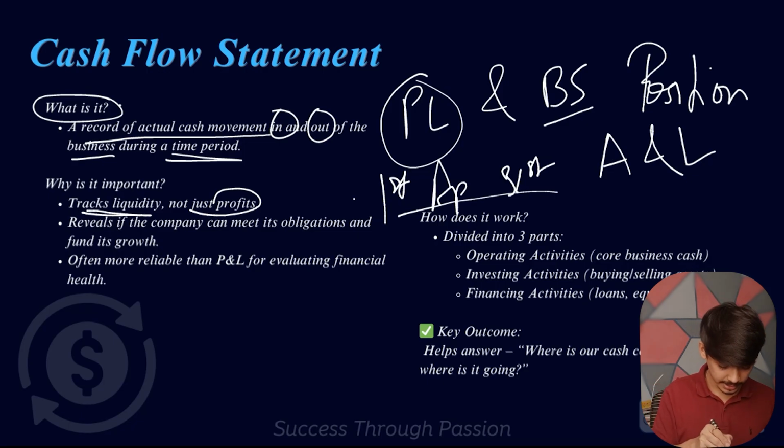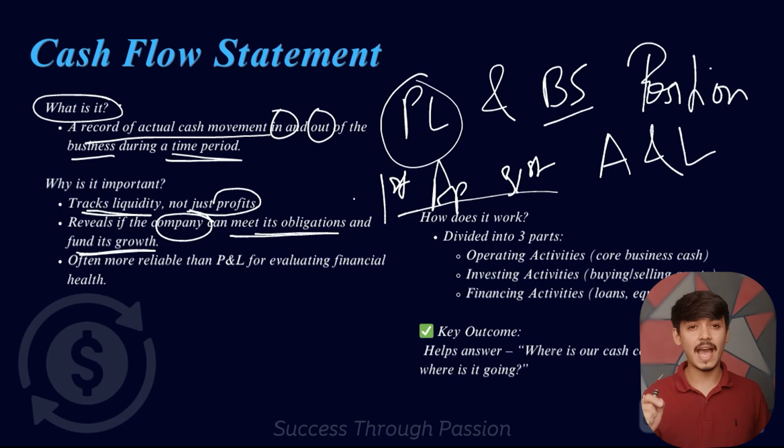Next point, it reveals if the company can meet its obligations and fund its growth. Since cash is most important whenever you are doing business, you have to make sure that you have enough liquidity in your bank, so that if you are having some vendors, you need to pay them, and that cash balance can be used for meeting all the obligations. You cannot all the time pay the vendor with delays and keep on adding to your payables. You need to have cash in your bank account so that you meet all the obligations.